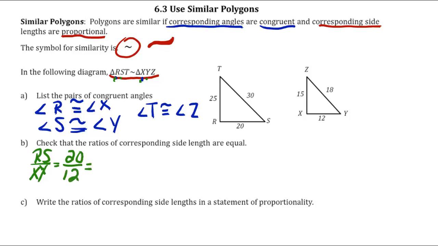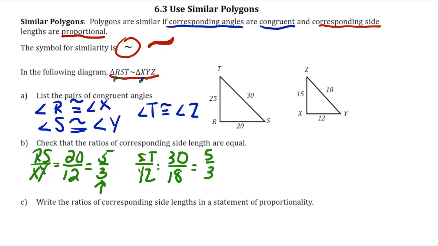And then let's simplify that ratio. That ratio is going to simplify to 5 over 3. And so that means that the other ratios of the other pairs of corresponding sides must simplify to this same ratio for them to be in the same proportion. So let's check the other ones. We've got ST, let's check ST over YZ. Okay, ST is 30. We have YZ, which is 18. And let's simplify 30 over 18, and that also simplifies to 5 over 3.